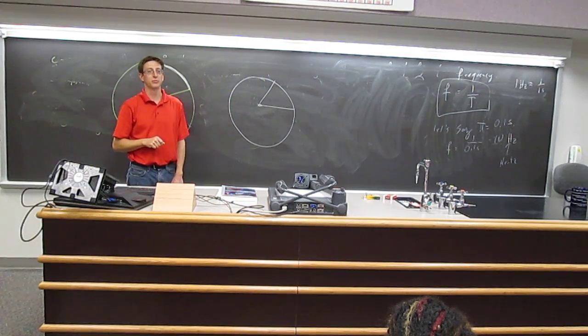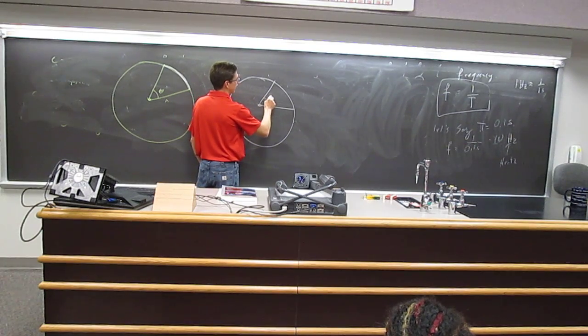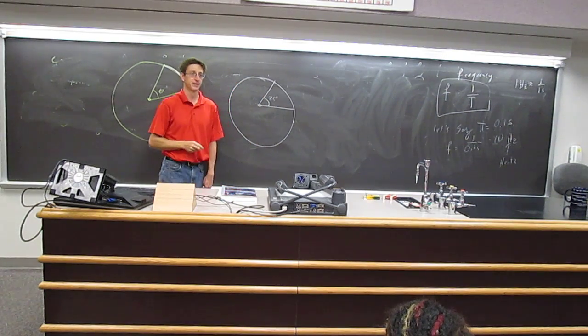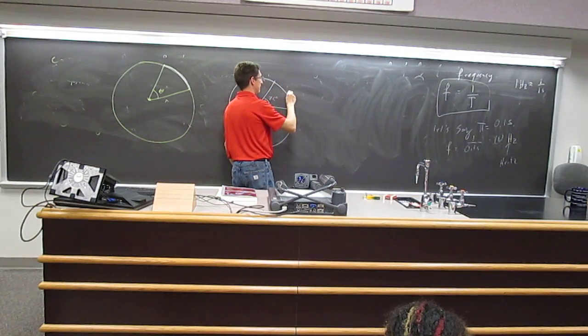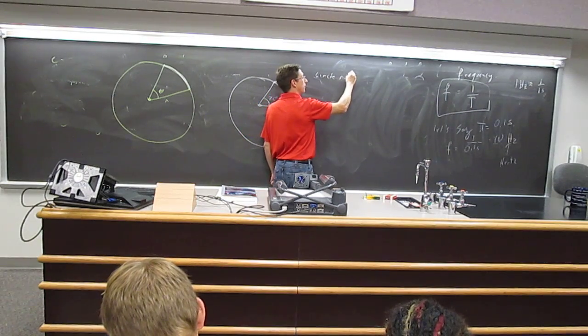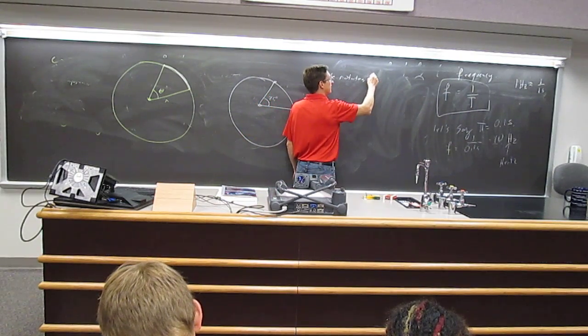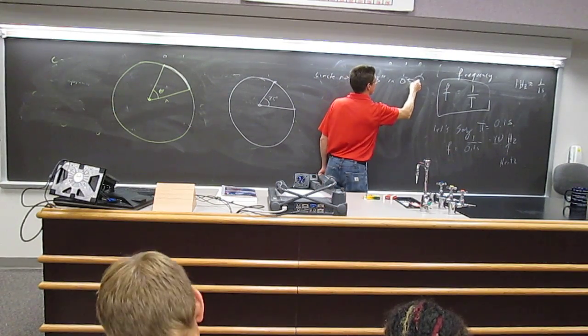We'll see if we can combine everything. Let's say this circle rotates 75 degrees in 1/2 of a second.